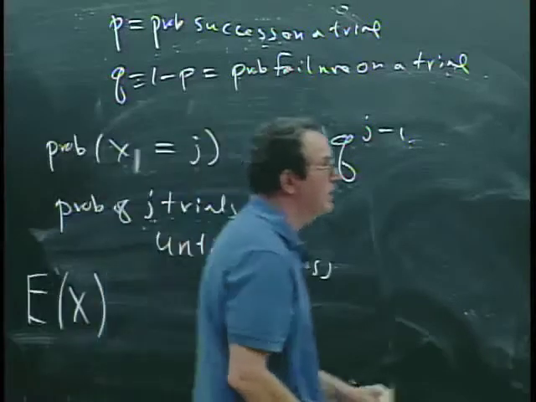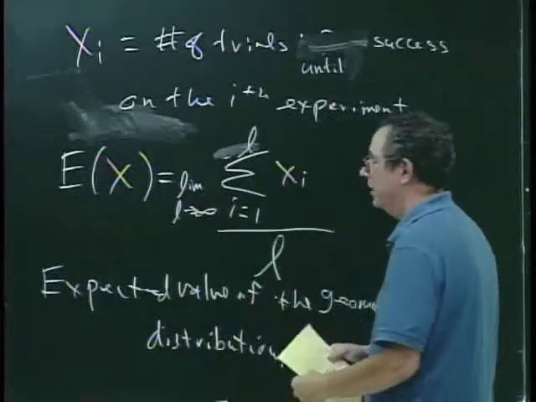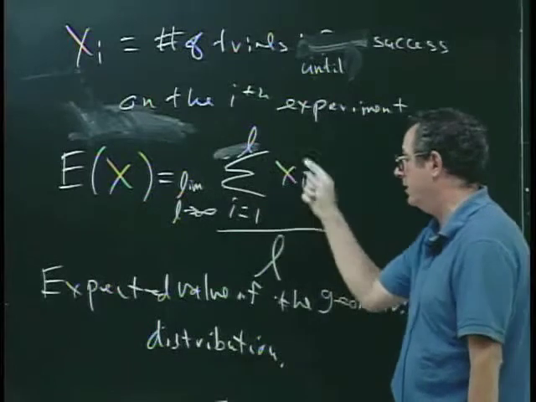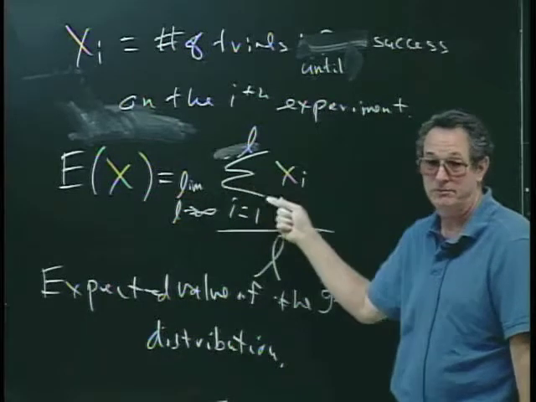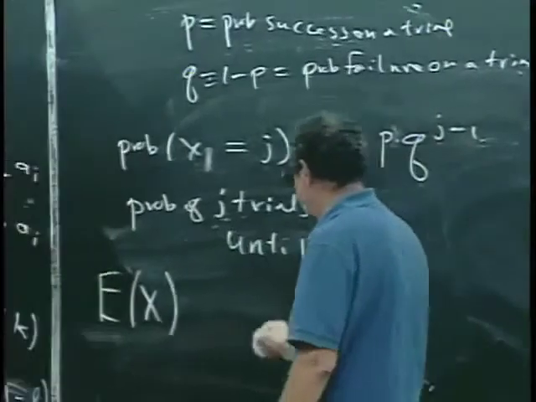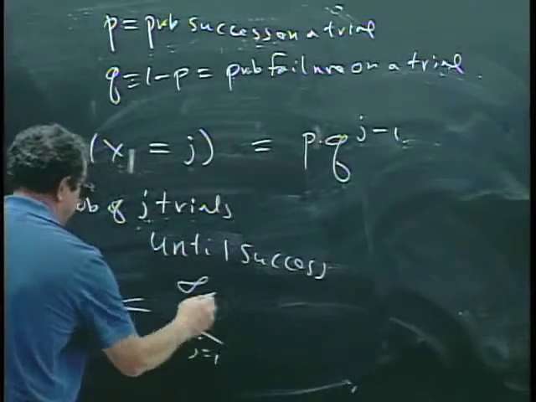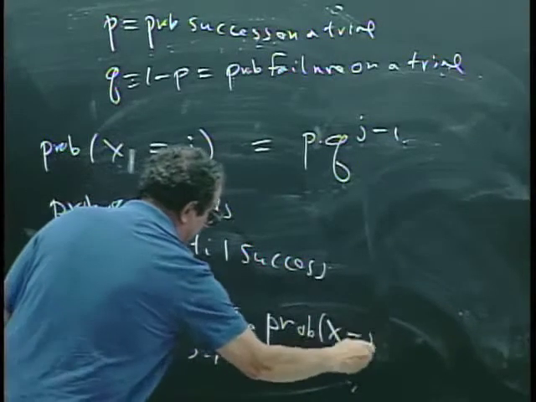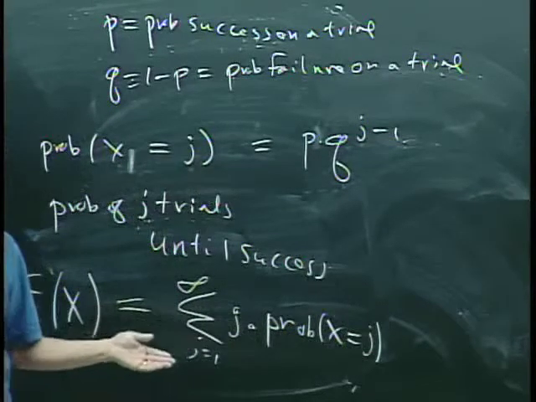Now, expected value of x. The only way that we've had expected value before was in this empirically oriented expression. You summed up what you actually observed, you took the average, and you took the limit of that as the number of experiments goes to infinity. But there's another analytical way of writing this, which is also true. It's the summation j equals 1 to infinity of j times the probability that x equals j.